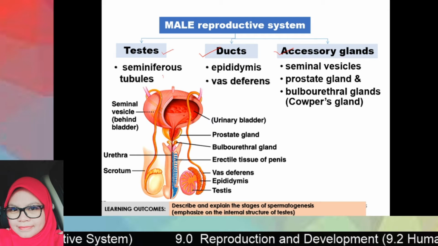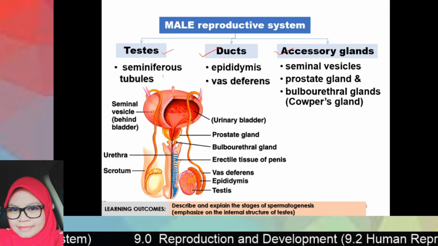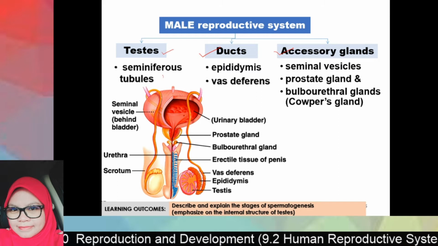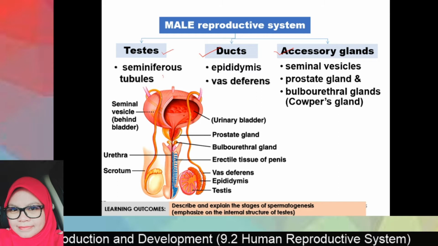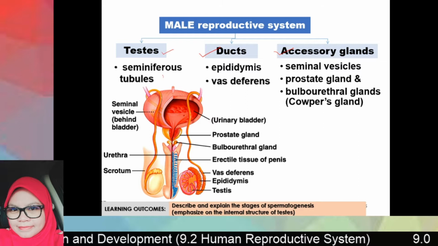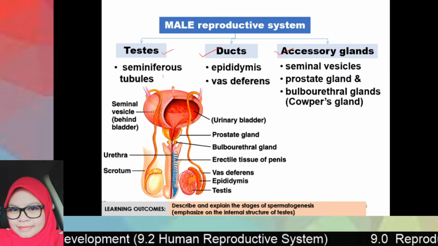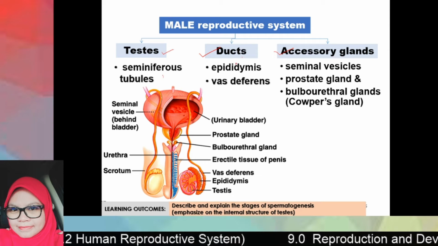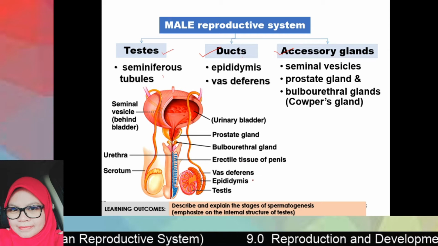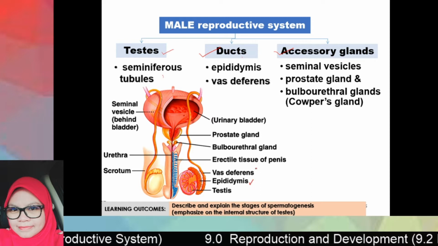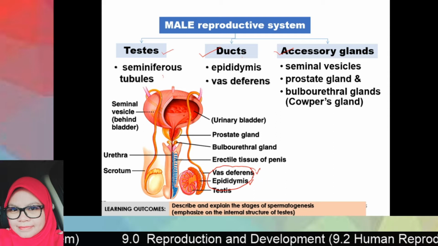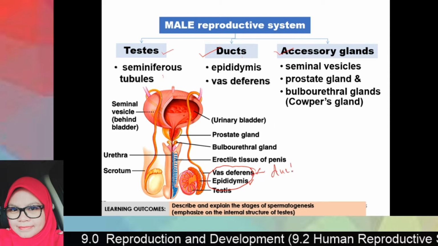So here is the testis. So the testis will have the seminiferous tubule. Mana seminiferous tubule? This one. This is seminiferous tubule. Okay. And then ducts. Okay. Ada banyak ducts. Ada dua jenis ducts sini. Okay. We have the male will have the epididymis and also the vas deferens. So both of these are referred to as ducts.